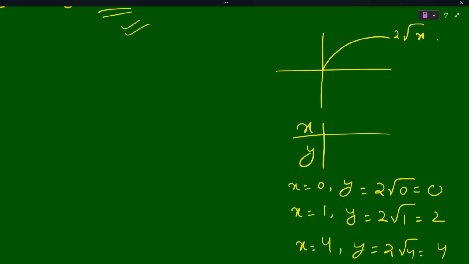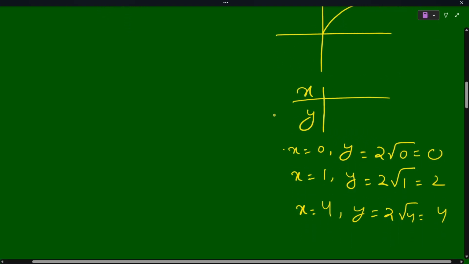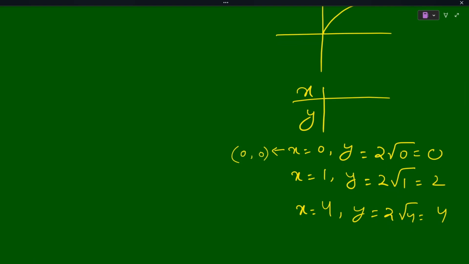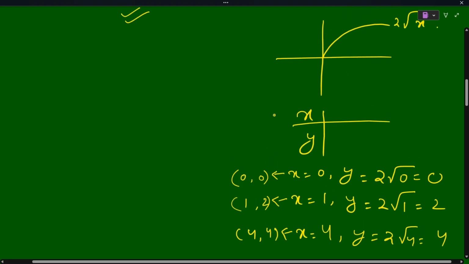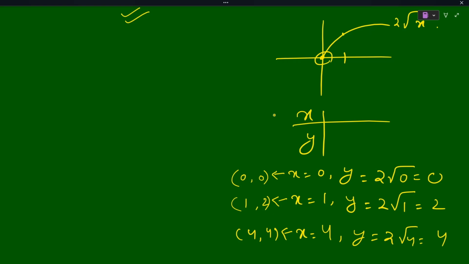So let's write down these values as ordered pairs, x value first and y value second. The first point is 0 comma 0, the second point is 1 comma 2 and the third one is 4 comma 4. Let's write it in a table, or simply put it on the graph. See, it is the 0 point, the origin, then the point 1, 2 will be somewhere here and the point 4, 4 will be somewhere here.